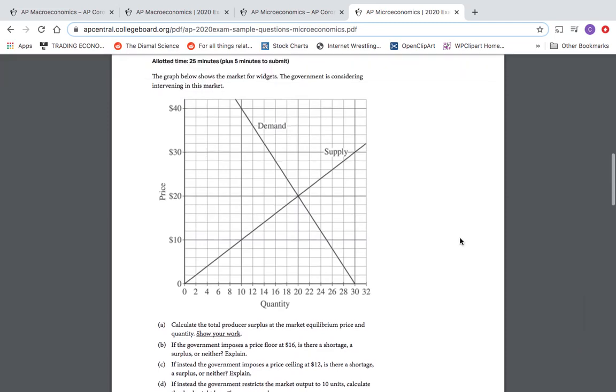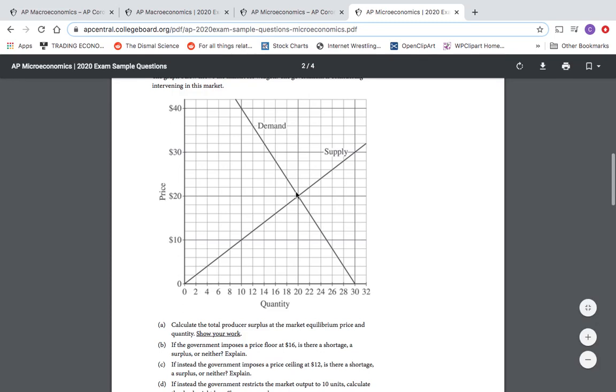So for Micro, they tend to focus more on where's deadweight loss in a market? Where's consumer surplus? Where's producer surplus? So let's see the direction of this question. A says calculate the total producer surplus at the market equilibrium. When they ask you these types of math questions on the AP exam, they usually give you these neat little triangles to work with. Producer surplus is the area under the price and above the supply curve.